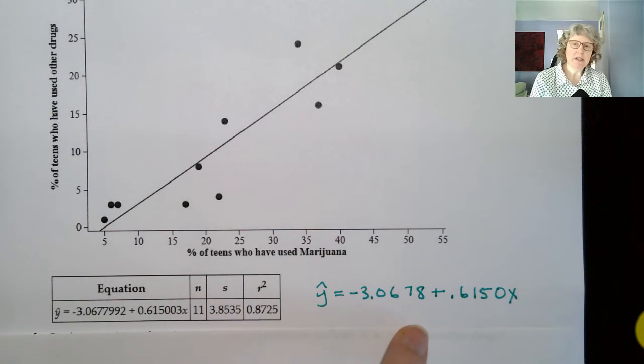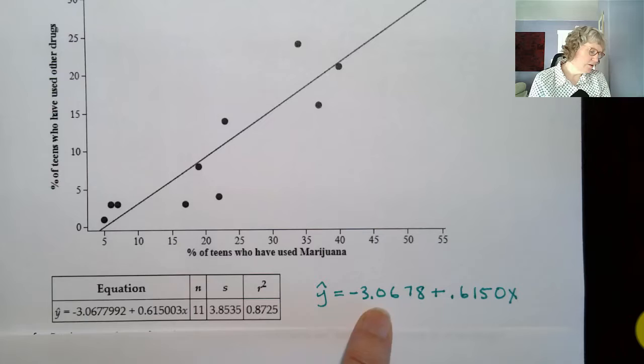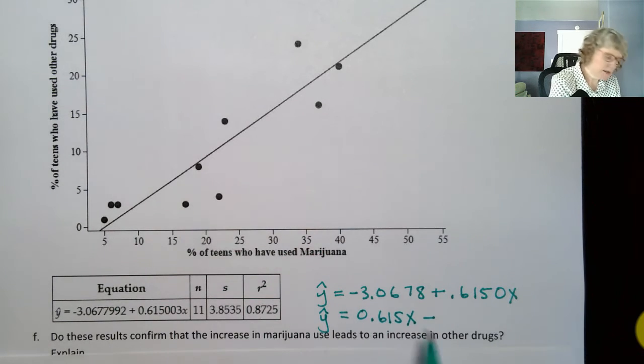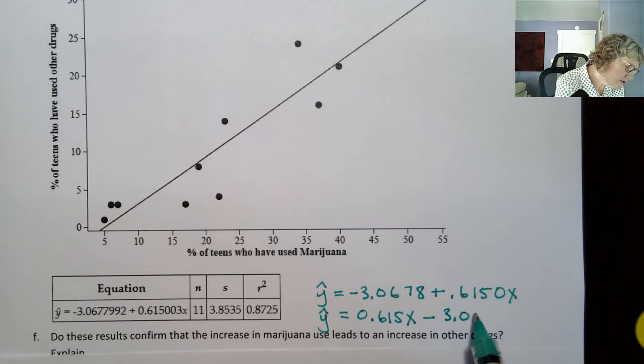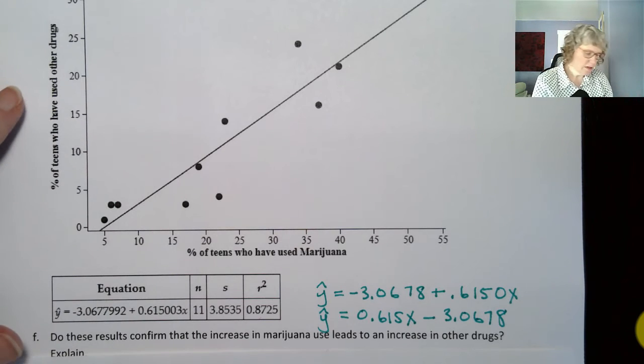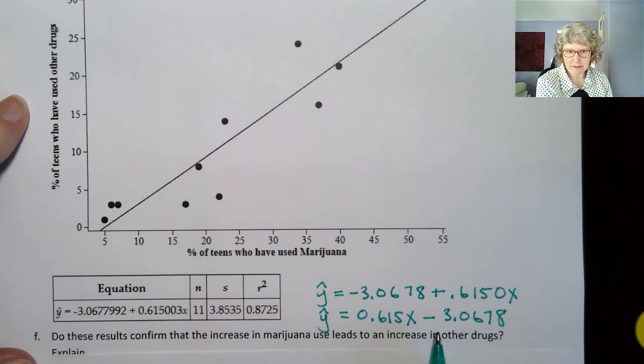Now these could be written in either order, right? So the mx plus b has the x term coming first and then the intercept. So if you wrote it a different way, y hat equals 0.615x, in that case we would put minus 3.0678. Okay, so you could write it either way. The terms are interchangeable as long as you keep the sign in front of it with that term. Okay, so if b is negative, you might also see it written with a minus sign.